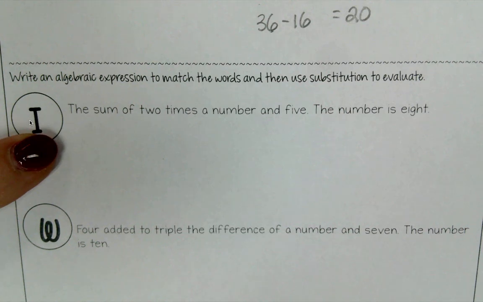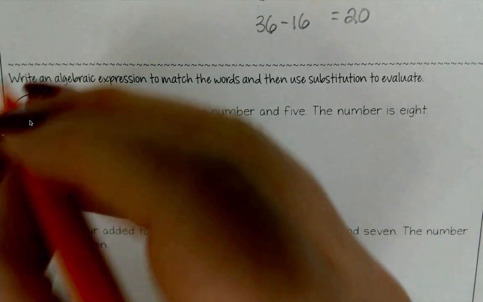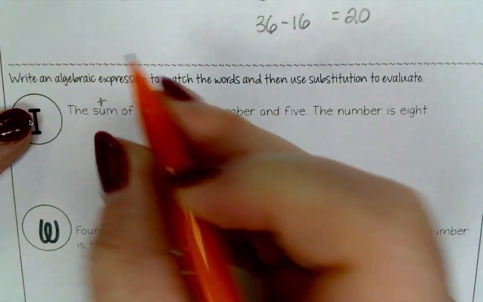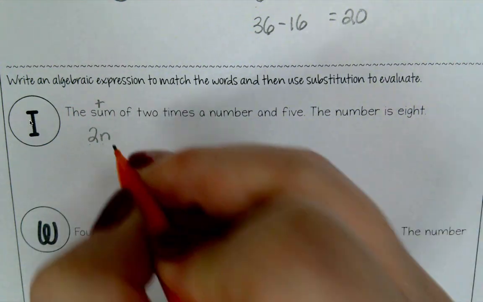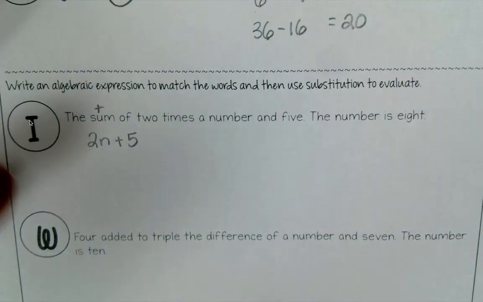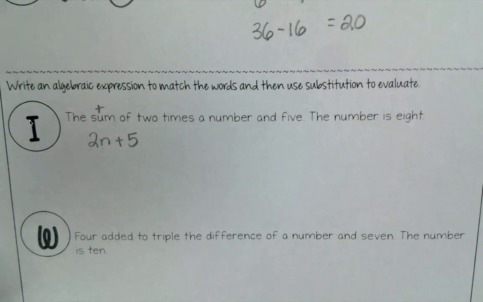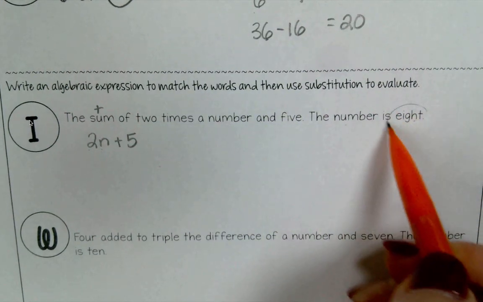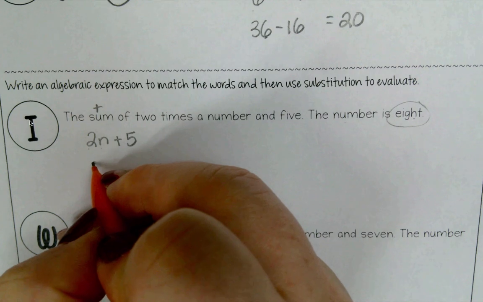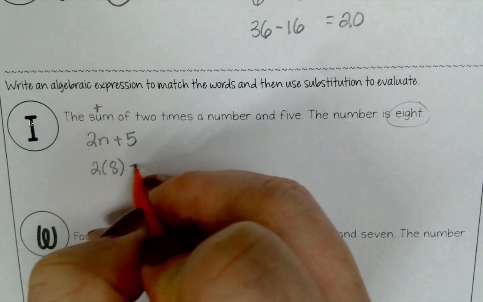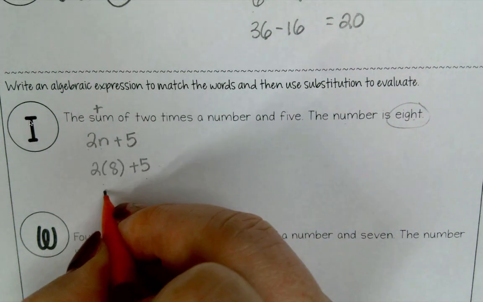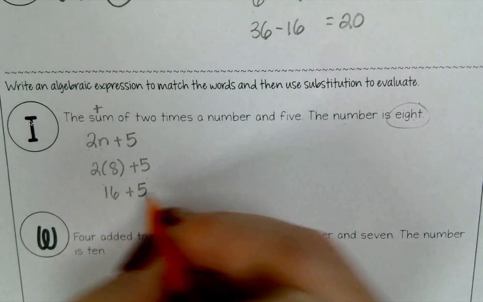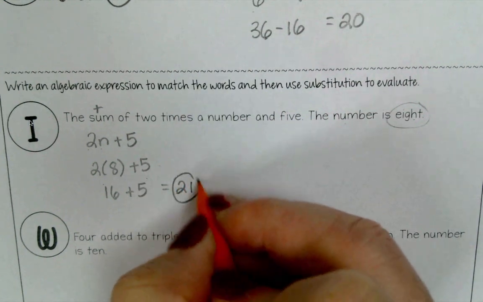So the sum of 2 times a number and 5. So the sum means to add. 2 times the number is 2n, multiplying a number and 2, plus 5. So we're writing the expression first. And then they're saying the number, the value is 8. So now I'm going to write 2 times the number 8 plus 5. I have multiplication and addition. 2 times 8 is 16, and then adding 5, and I get 21.